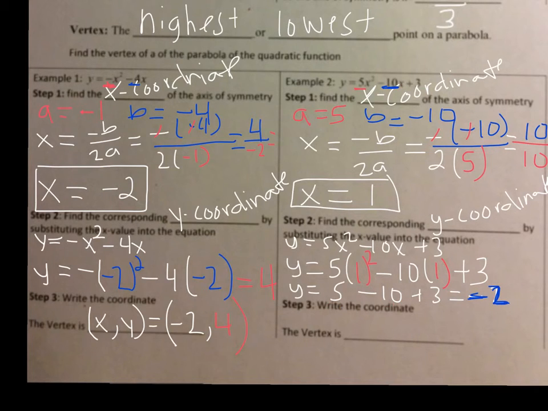Alright, step number 3. So we're going to write the coordinates. So the vertex for this quadratic function is, remember, our x coordinate comes first, and then our y coordinate comes second. So our x value was up here in step number 1. x is equal to 1. And our y coordinate is in step number 2 here, which is y equal to -2.